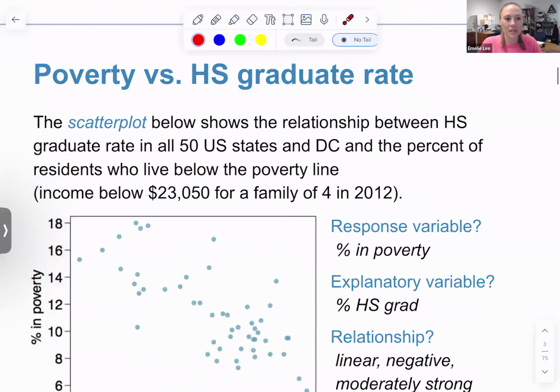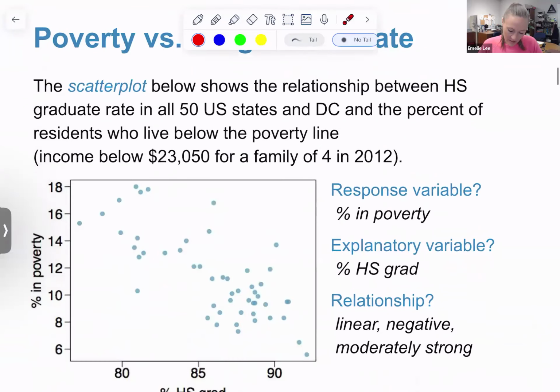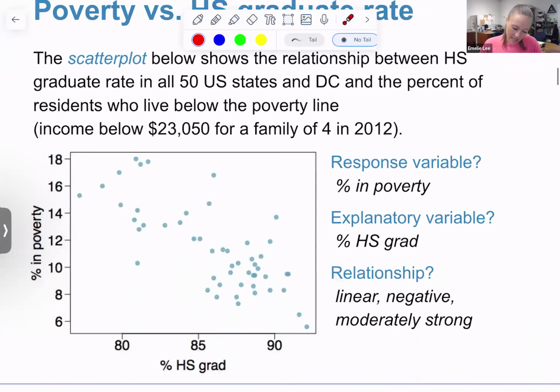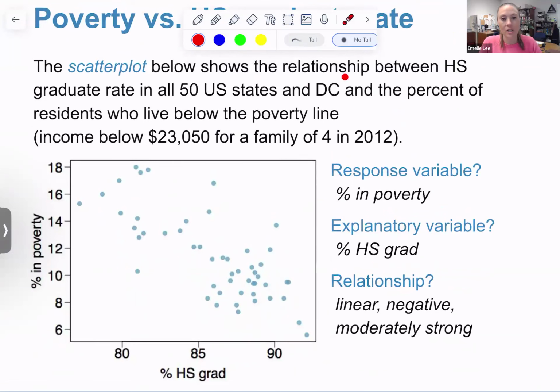So we're going to start with an example. And of course, we've got this scatter plot, and we're going to talk about the relationship between high school graduate rates in all 50 US states and DC, which is not a state, and the percent of residents who live below the poverty line. That's been defined as income below $23,050 for a family of 4 in 2012. So obviously quite outdated, but this is the data that we have, so that's fine.